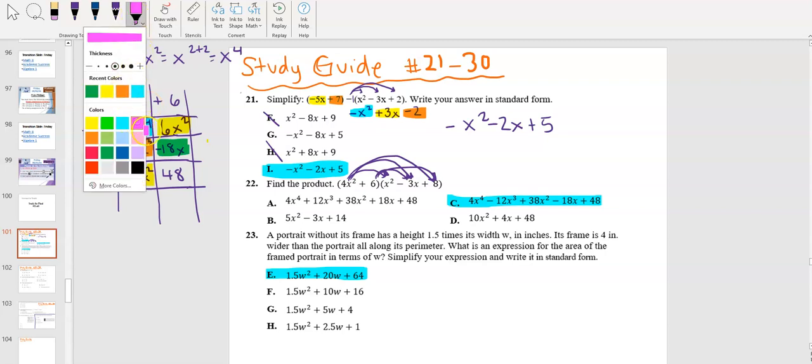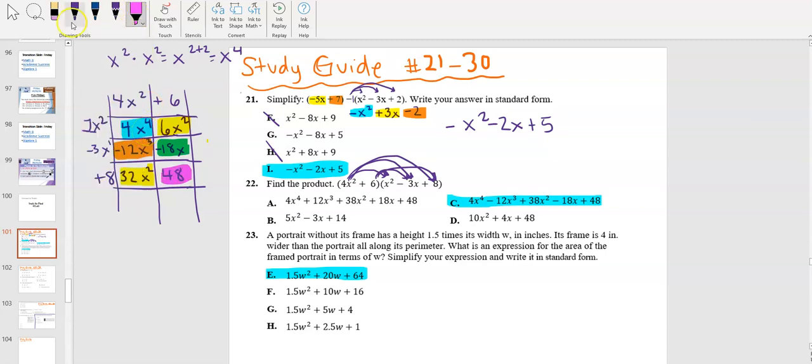And then finally my constants. So if I write this out, I'm going to get 4x to the fourth minus 12x to the third, 6x squared plus 32x squared makes 38x squared, minus 18x plus 48. So the only things I had to combine were my yellow pieces here, and those were my x squared. Everything else ended up being its own term. Okay, that is why we get C.